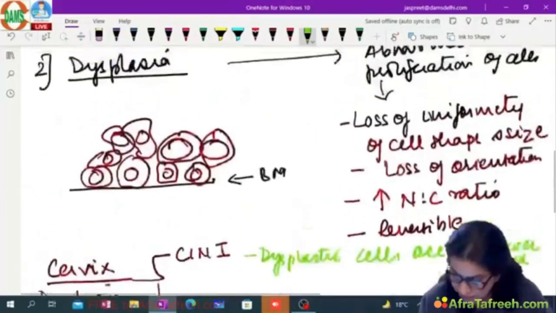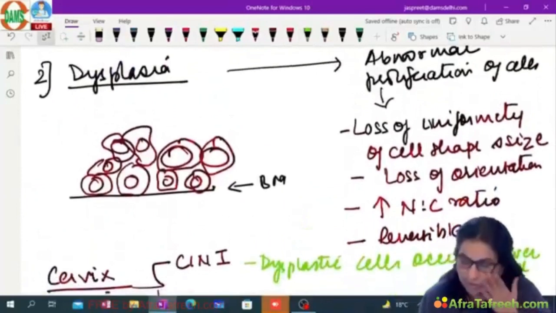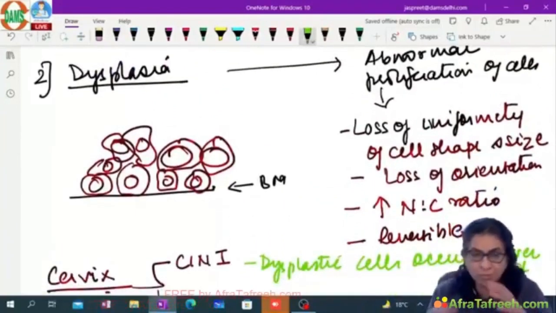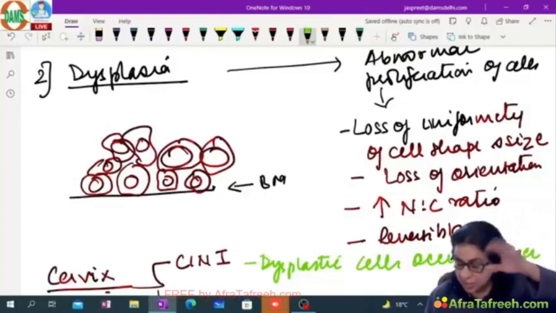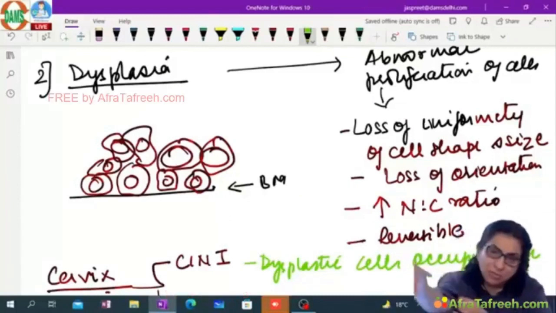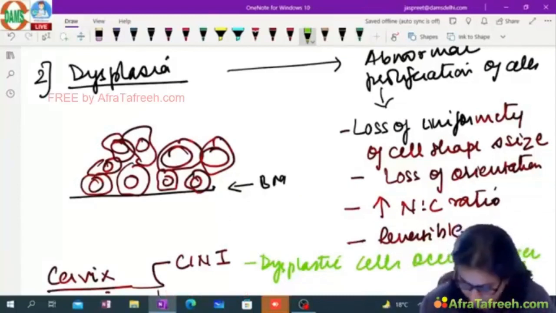So what is dysplasia? Dysplasia is an abnormal proliferation of cells. Cells lose their uniformity with respect to shape and size, so they all become of different shapes and sizes. They lose orientation with respect to each other. They have big nuclei, so the NC ratio increases. However, dysplasia to some extent is reversible.